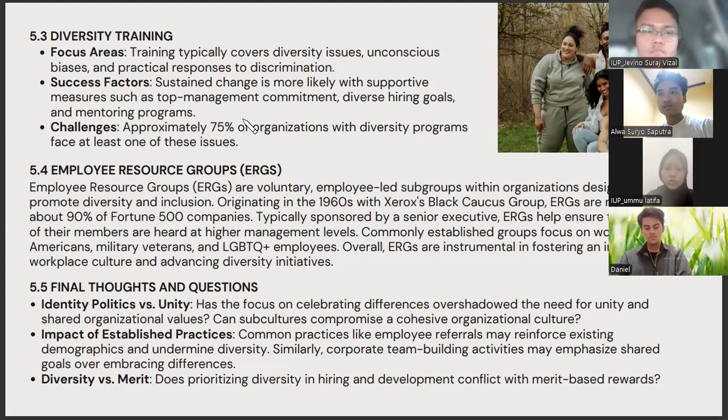And three is challenges. Training tends to be less effective when mandatory, legally justified, or targeted solely at managers. Approximately 75% of organizations with diversity programs face at least one of these issues. Overall, while diversity training can be beneficial, its effectiveness is enhanced when integrated with broader organizational initiatives.